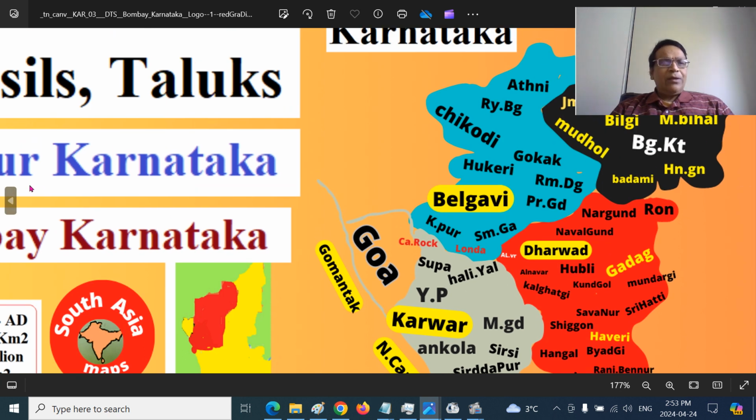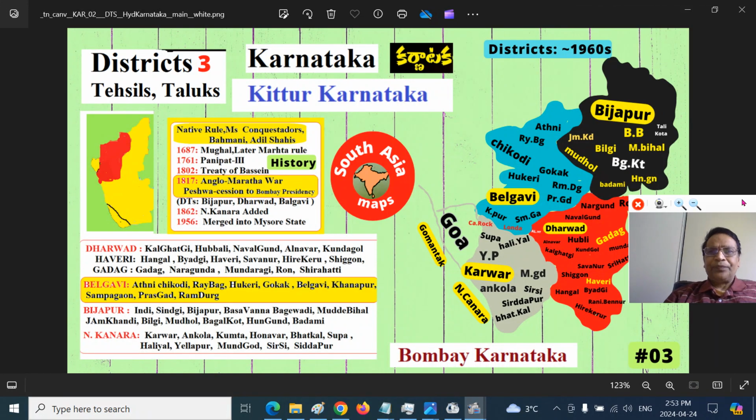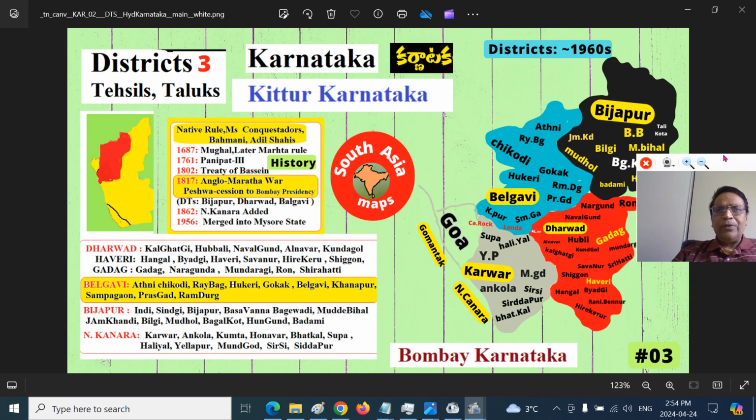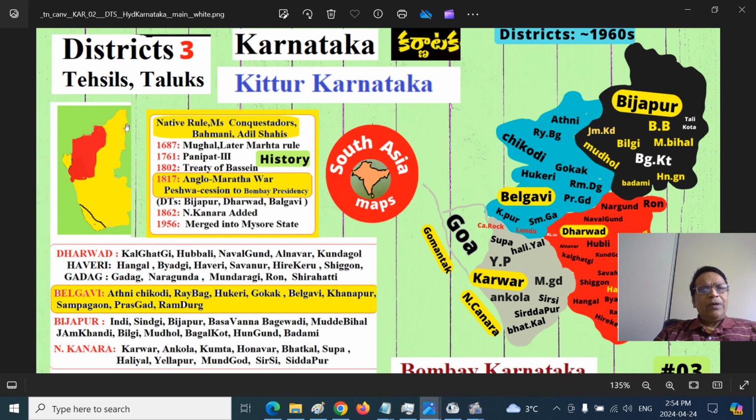And if you go back, we can see that I have expanded these taluks here, and you can see these taluks here. Their names have been mentioned. So this is the northwestern region of Karnataka, that is Vayavir region. The important historical significance of this region: there was the native rule and the Islamic conquistadors, the Bahamanis, Adil Shah ruled it, and later Mughals and Marathas. At Panipat, Marathas lost this territory.